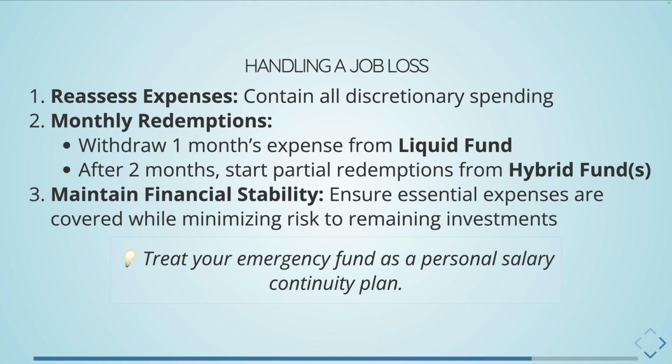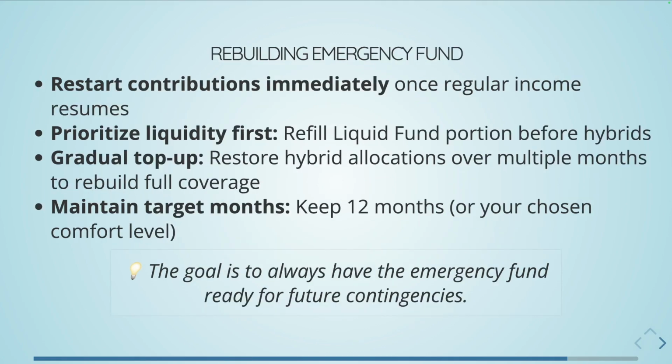So, handling a job loss: we have to contain all discretionary spending, because reducing the spending can increase the number of months of coverage, and then start redeeming from the liquid fund, and after 2 months, start redeeming the hybrid funds. The core goal should be that we shouldn't touch other investments, equity investments, and other things. Keep them as is, and we can start redeeming the hybrid funds for as many months as needed, right?